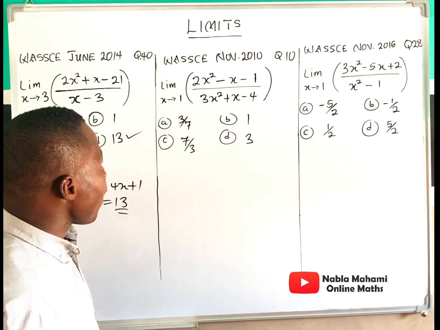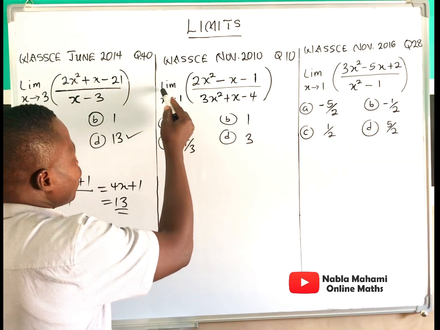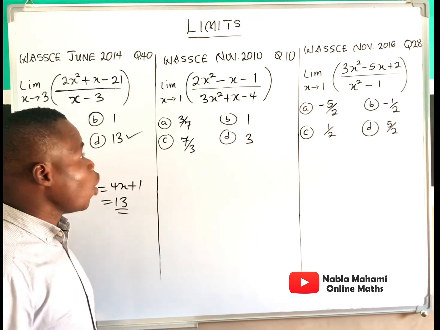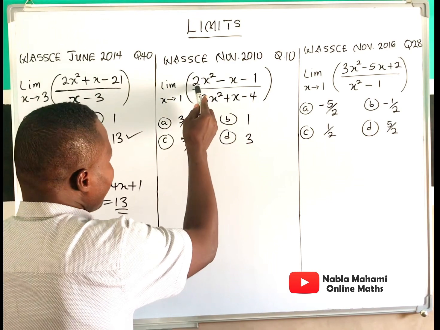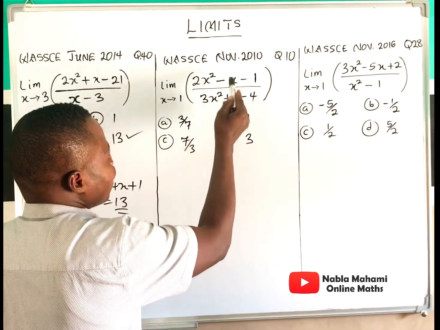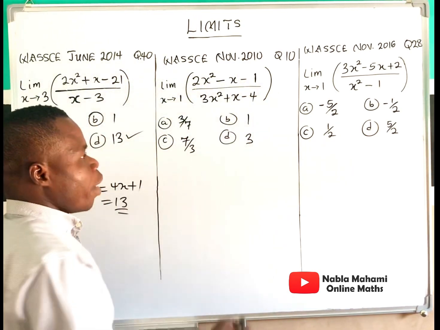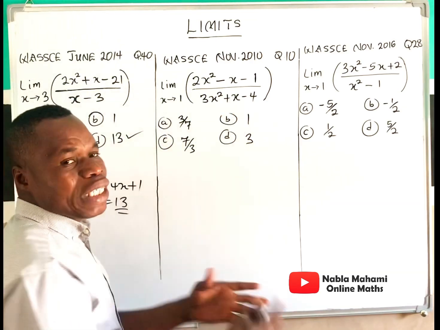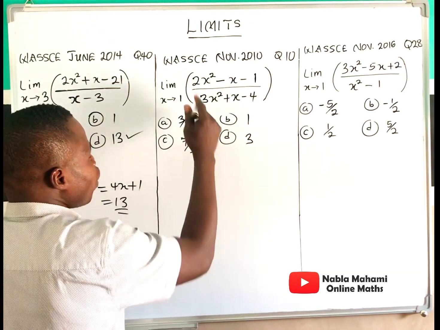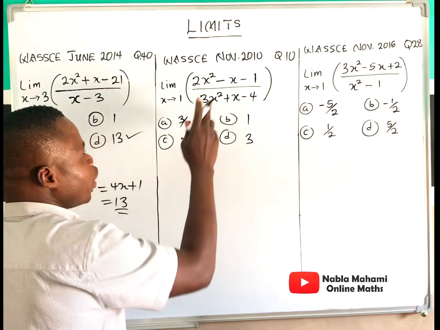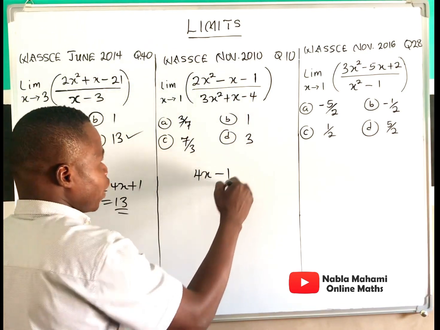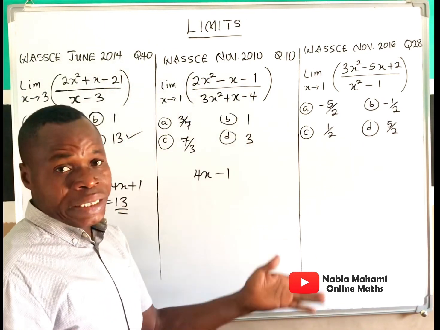In this particular question, I have the limit as x approaches 1, and the numerator is 2x squared minus x minus 1, all over 3x squared plus x minus 4. To do this within seconds, I'll differentiate the top. 2x squared will give me 4x. Differentiating minus x gives 1. Differentiating minus 1 gives 0.